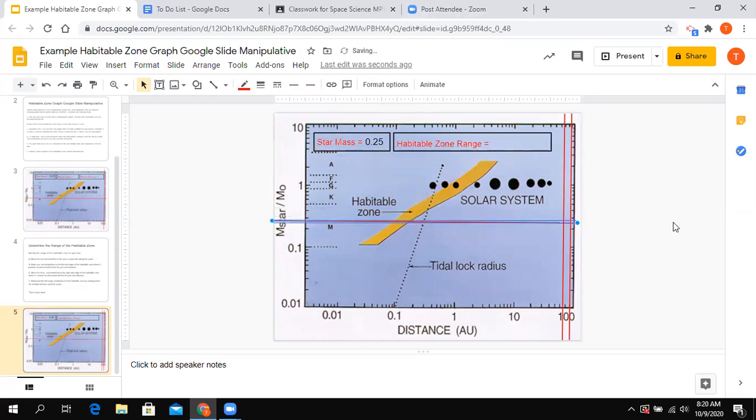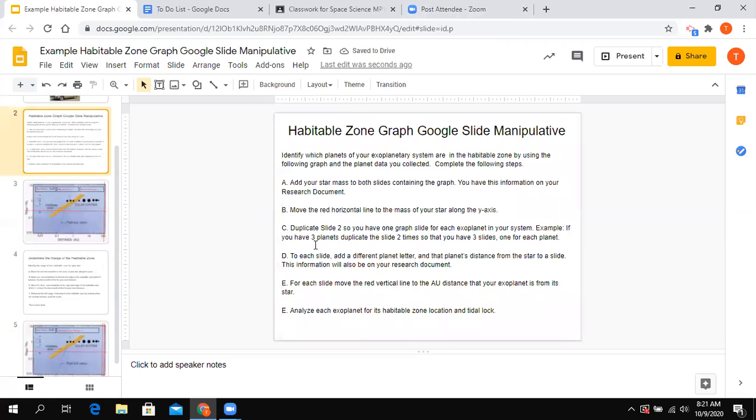0.25. That's as close as it's going to be. It won't drop down. See if I drop it down, that's way down. I'm going to pop it up one. There. Okay. Now, back to the directions.